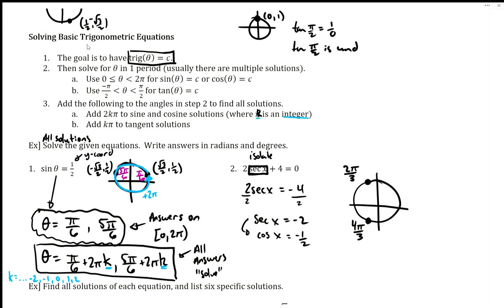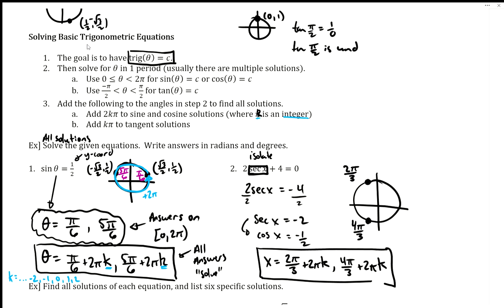Okay, so our x value, let's go ahead and jump straight to all solutions. So we're going to take those two answers and add 2 pi k to it, and then comma, 4 pi thirds plus 2 pi k. Okay, so there's our radians. Now radians are the ones that they usually want more of, but they might ask for degrees.